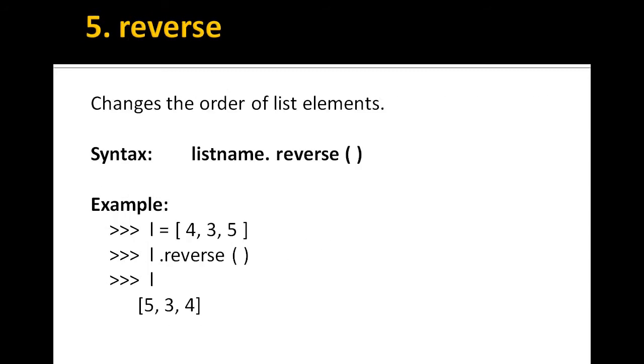Reverse method. This method is used to reverse the order of the elements in a list. For example, if you have a list 4, 3, 5, you can reverse it to 5, 3, 4 by just calling the reverse function over this list, and it will reverse the list with which you call the reverse function. So here in this example you can see the answer. A list is created, the reverse function is called over this list, and then the list generated has the reverse of the original.